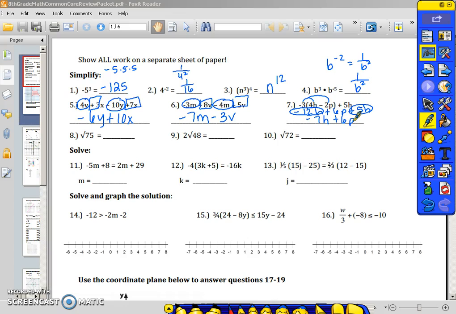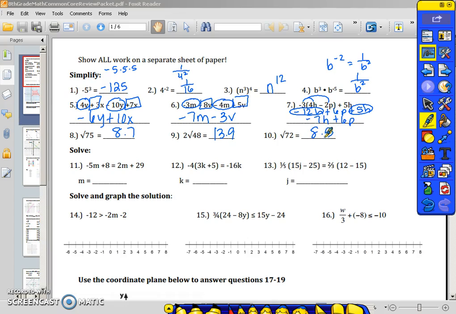Number 8, the square root of 75 is 8.7. Number 9, 2 times the square root of 48 is 13.9. Number 10, the square root of 72 is 8.5.